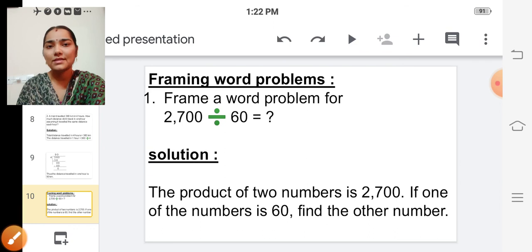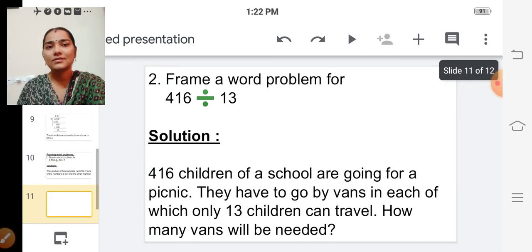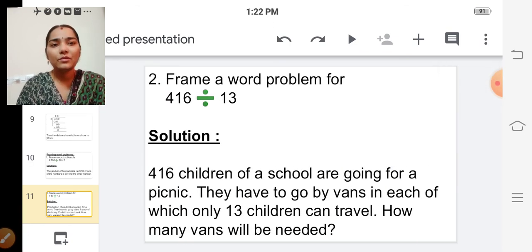So shall we see one more example? Yes. Frame a word problem for 416 divided by 13. See the solution. 416 children of a school are going for a picnic. They have to go by vans, in each of which only 13 children can travel. So how many vans will be needed?